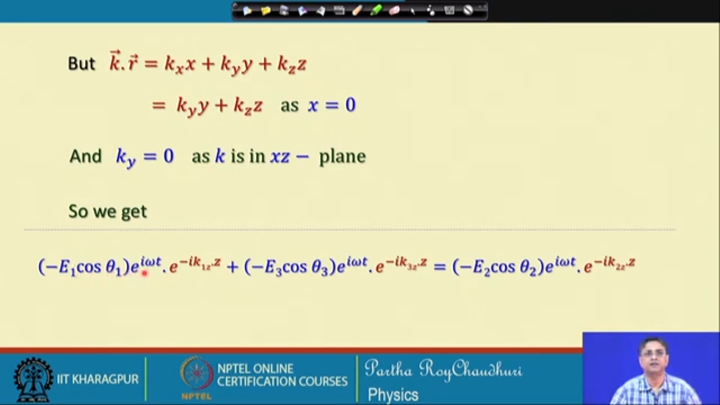So, we get this equation, that is, we connect all the three components through this equation, that is E 1 cosine theta 1 e to the power of i omega t e to the power of minus i k 1 z z plus a similar expression for the reflected wave with k 3 z z equal to the expression for the transmitted wave, e to the power of minus i k 2 z z.